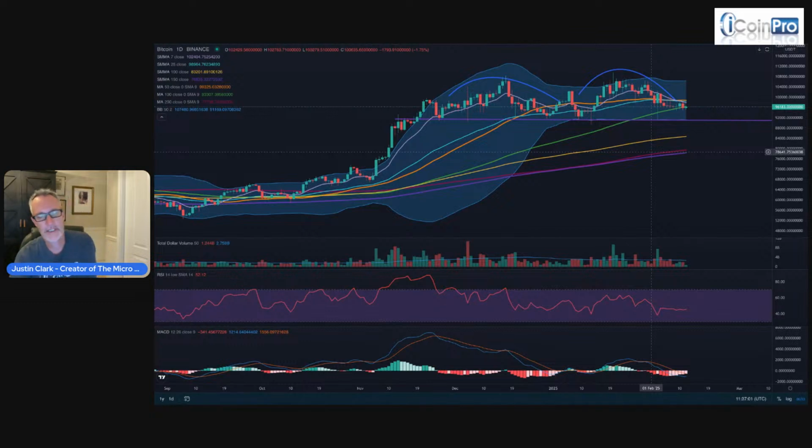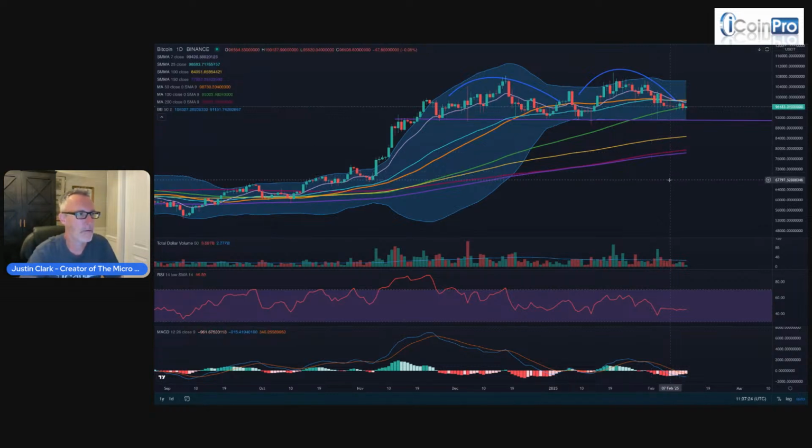And the reason why we watch Bitcoin so closely is because what Bitcoin does, pretty much the rest of the market does, okay? And in an exaggerated fashion. So if Bitcoin's moving up, the altcoins tend to move up. If Bitcoin starts to dump, the altcoins dump. And Bitcoin might move down 3% and the altcoins implode 15, 20%.